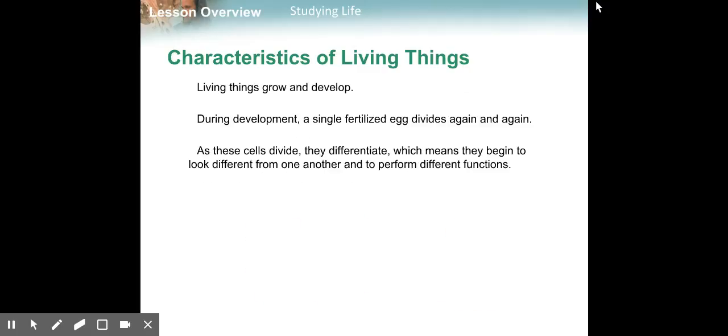Living things grow and develop. So we all start out from a single fertilized egg. It grows and divides over and over again, turns into a totally different form. And they also differentiate. So some cells have different functions than others.